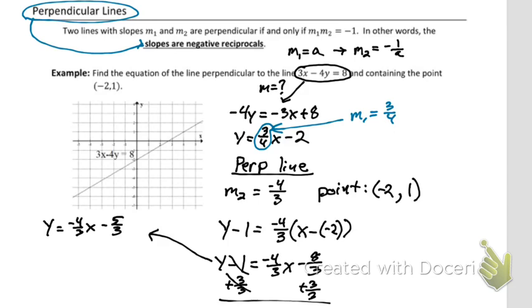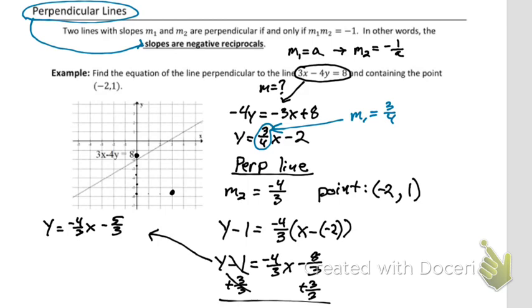Okay, let's graph that. So that means it has a y-intercept at negative 5 over 3. That's not quite 2. It's actually 1.66666666666. But that's going to be about here. And then it says it has a negative slope 4 over 3. So that means I'd count down 4. 1, 2, 3, 4. And I'd go right 3. 1, 2, 3.